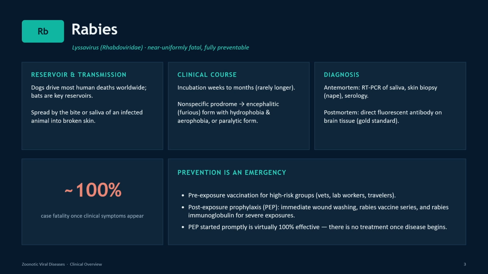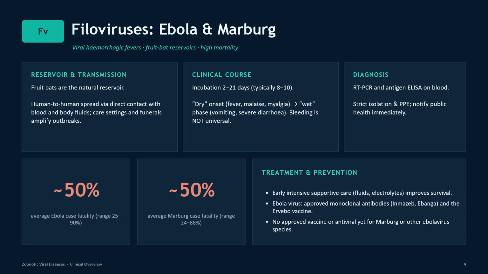Here's the part to burn into memory. Once symptoms appear, it's essentially 100% fatal. But if you give post-exposure prophylaxis early, wash the wound, give the vaccine, and an immunoglobulin for bad bites, it works nearly every time. So a rabies exposure is an emergency. Don't wait.